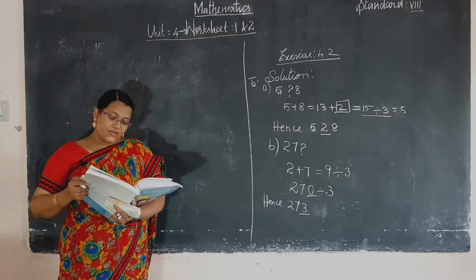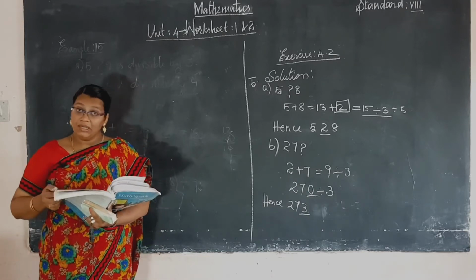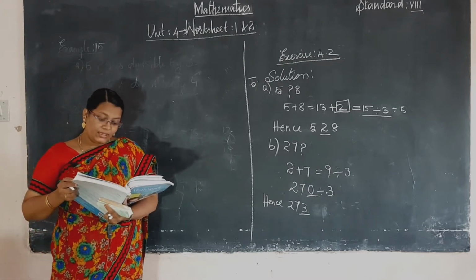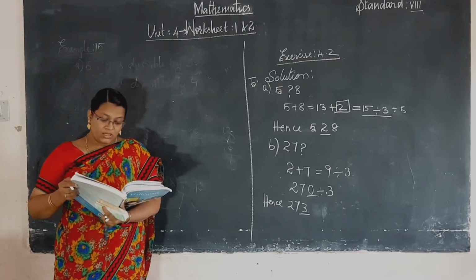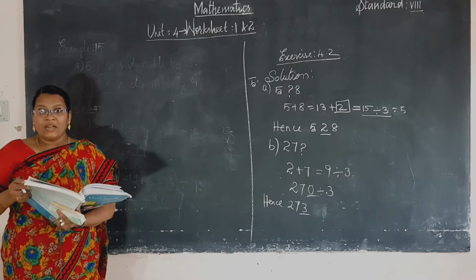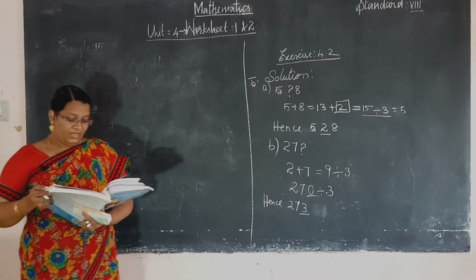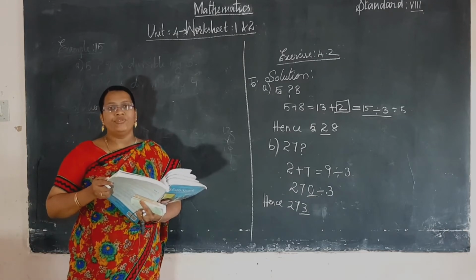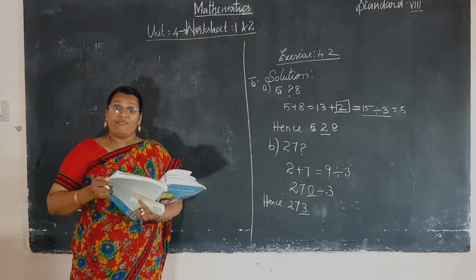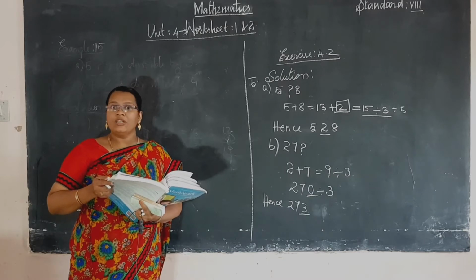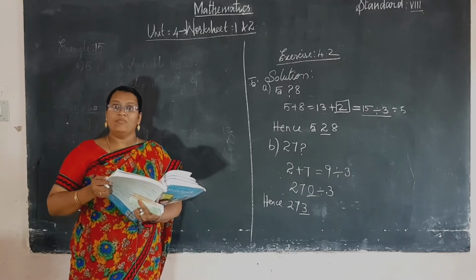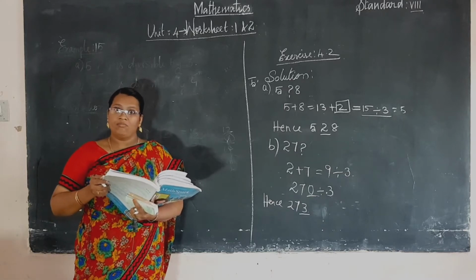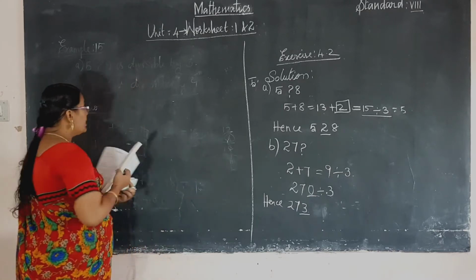A number is divisible by 15. By what other numbers must it be divisible? So what are the other numbers that divide it? What are the factors of 15? The numbers divisible by 15 should be divisible by the factors of 15.